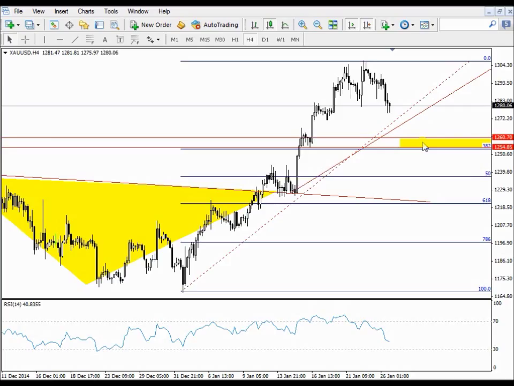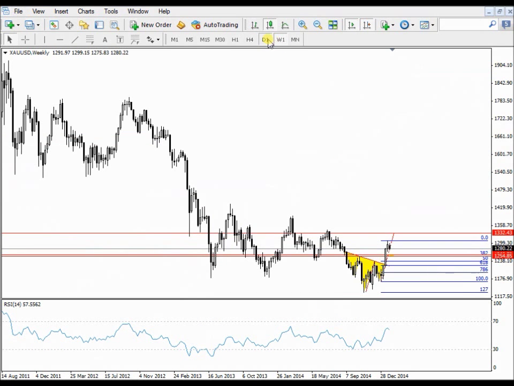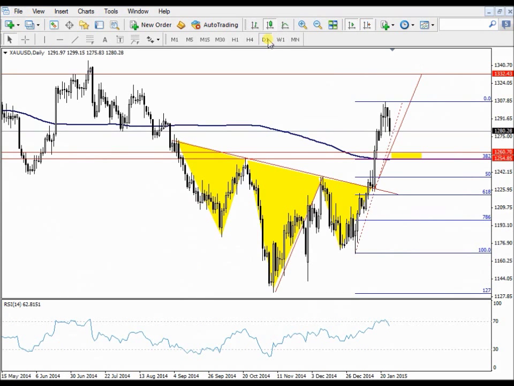Alright, so let's go through our 4 words. What I want to do with this market, I want to buy. Why do I want to buy this market? Because gold, you can see it's very bullish, so the market's going up. I don't want to sell that market.